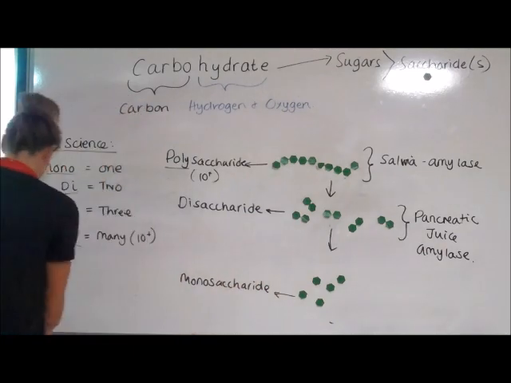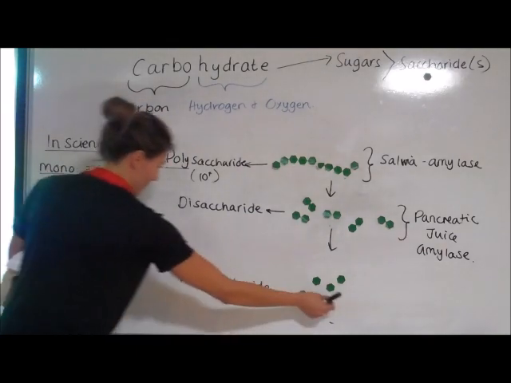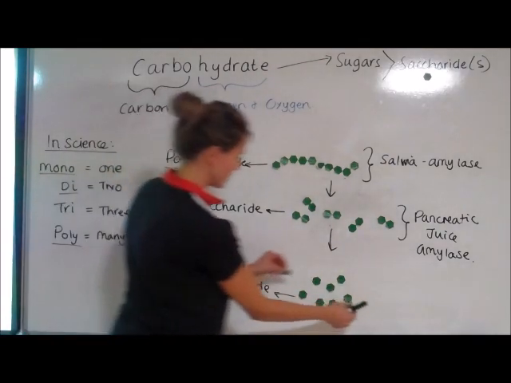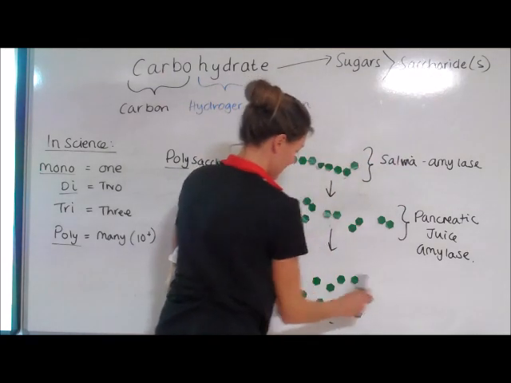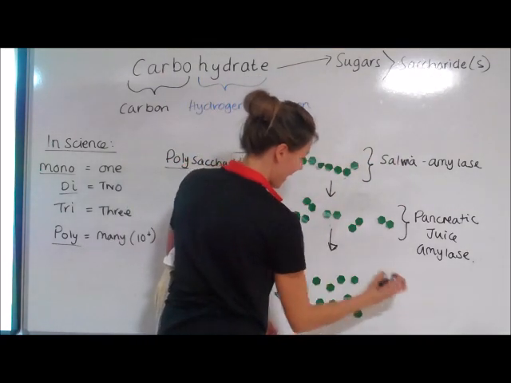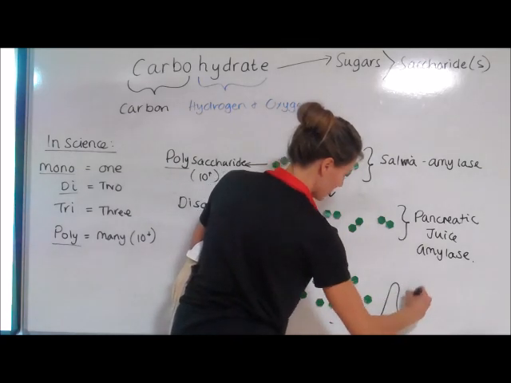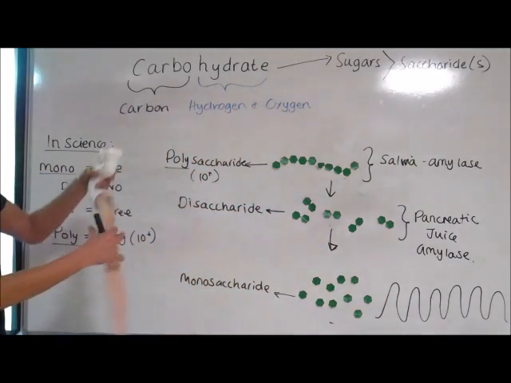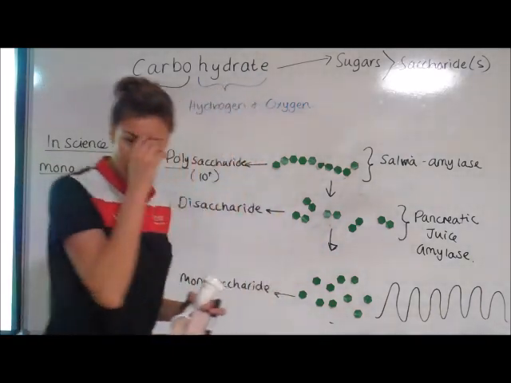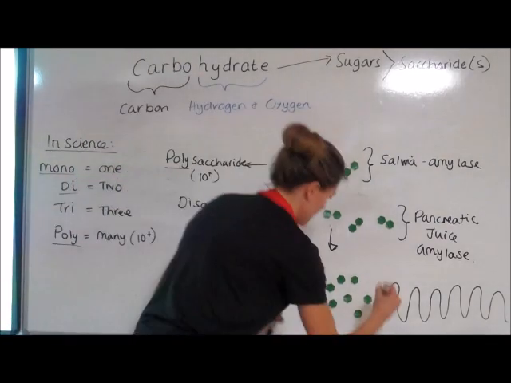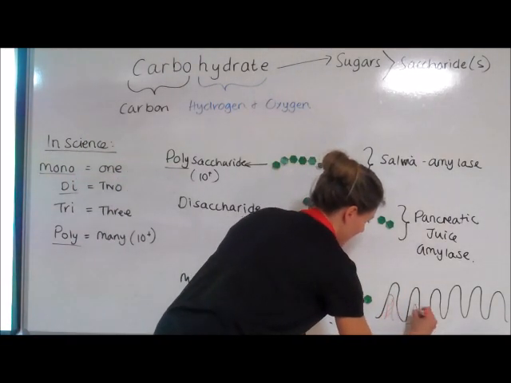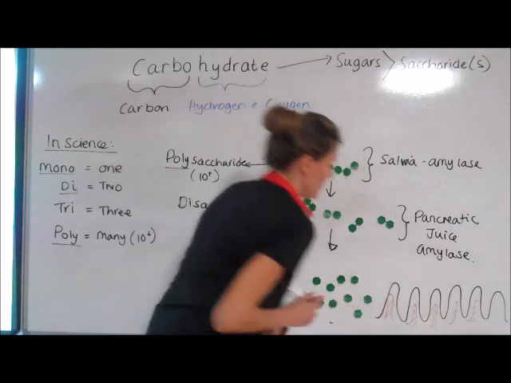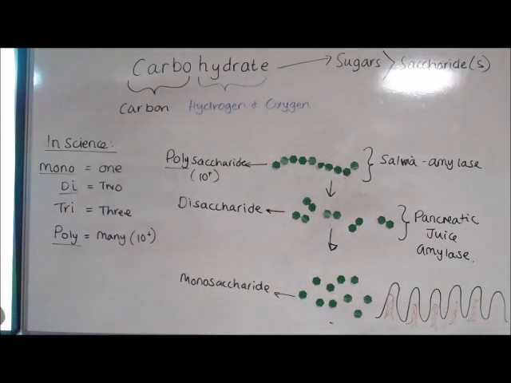which are now small enough. Okay, so we've got our monosaccharides, and now they can be absorbed into the bloodstream by these finger-like projections in the small intestine. They have a really good blood supply, and now our monosaccharides are small enough to be reabsorbed into the bloodstream.